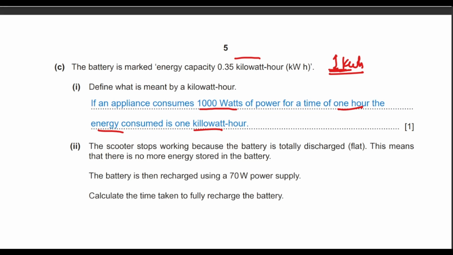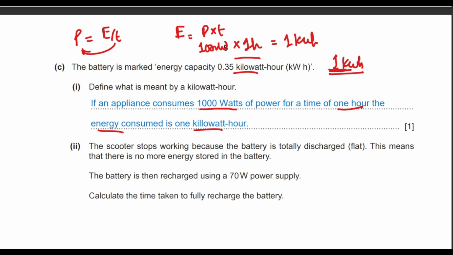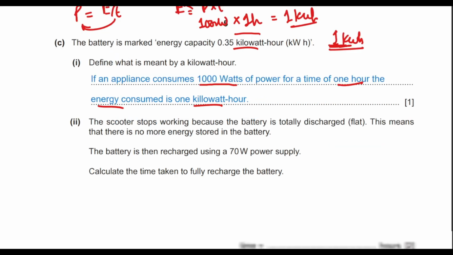So this actually stems from power equals energy divided by time. Since kilowatt hour is a unit of energy, time goes over here. So this energy unit becomes power multiplied by time. So 1000 watts of power multiplied by 1 hour of time is actually equal to 1 kilowatt hour of energy. This is a unit of energy.